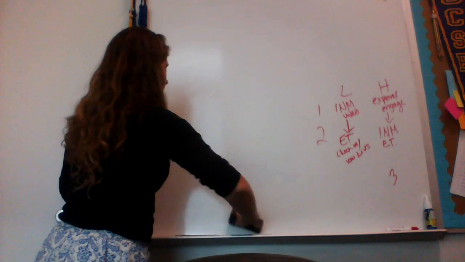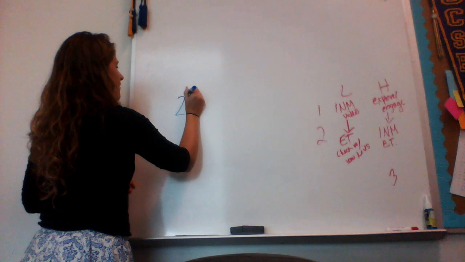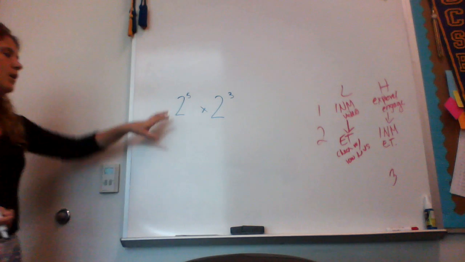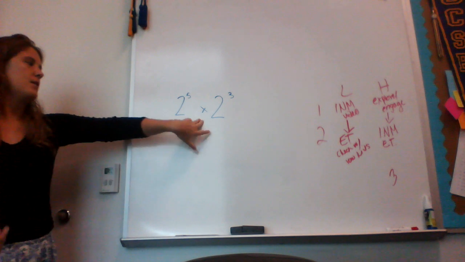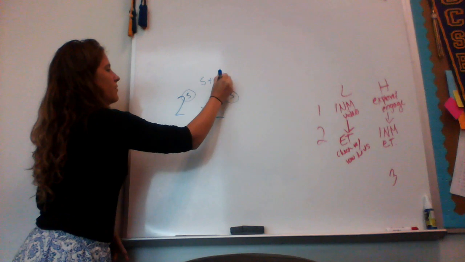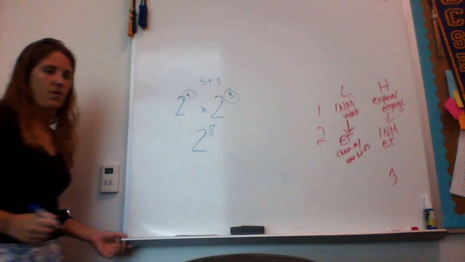Let's also review problems like 2 to the 5th times 2 to the 3rd. In this problem, I am multiplying my exponents, and when I multiply exponents, I can add. 5 plus 3 equals 8. So this is 2 to the 8th power.